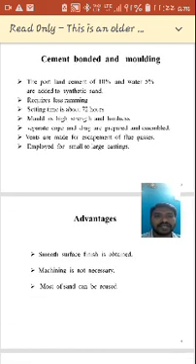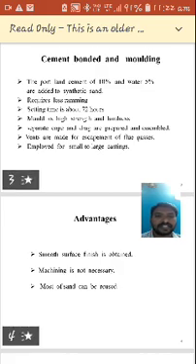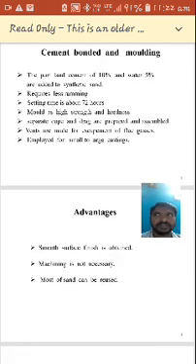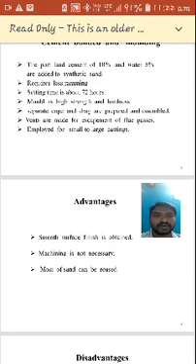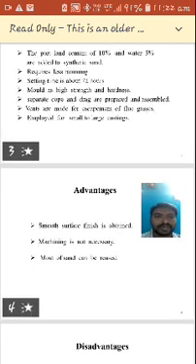The mold has high strength, because we are using Portland cement. That is the reason why the strength of the mold is very high, and it also has high hardness. A separate cope and drag are prepared and assembled.